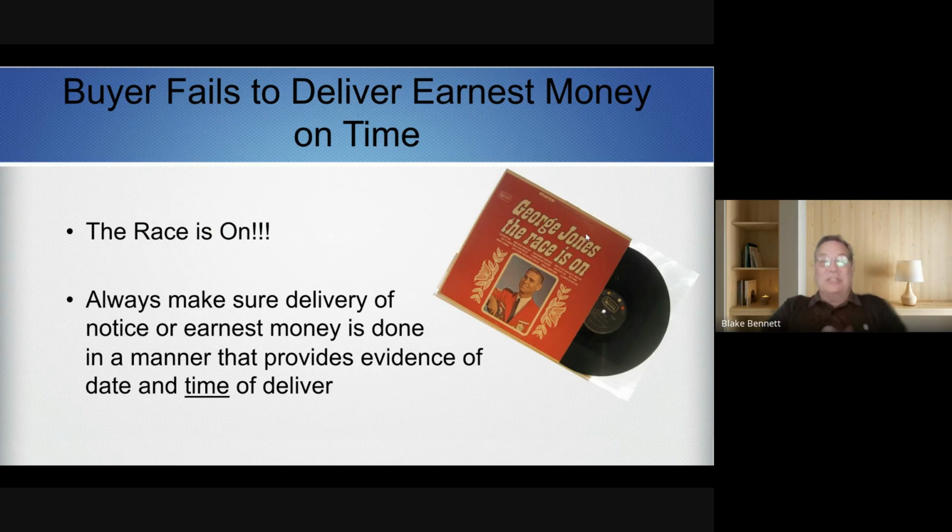So time is of the essence, except here. I don't much care for this part. I think if buyer's late, seller ought to have the option. I don't care if you turned it in 2 hours late. No, you're late. I don't like this part, but it is what it is.